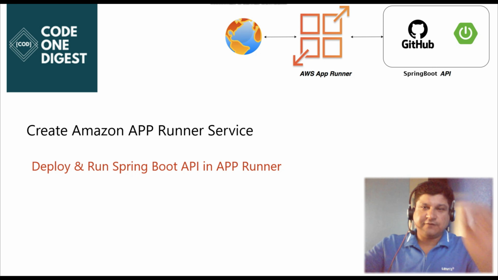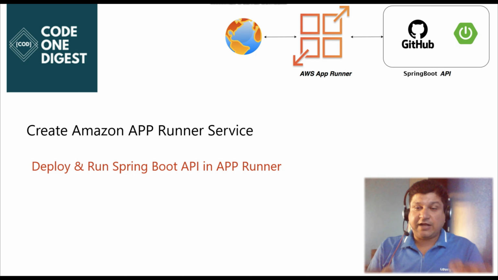Today in this tutorial we will learn how to deploy our Spring Boot API into the AWS App Runner service. We will learn what the App Runner service is and how to deploy our Spring Boot API application into it. We'll understand how it is different from running it in Fargate. If you want to learn AWS App Runner service, then this is the tutorial for you.